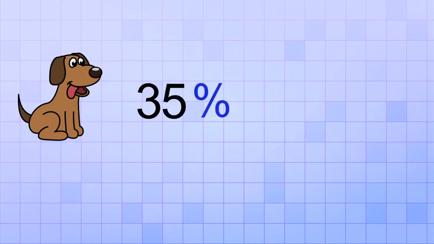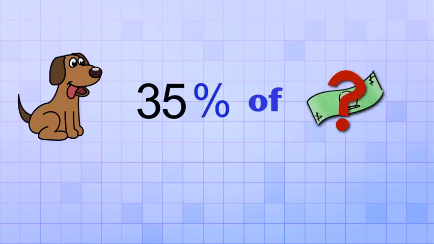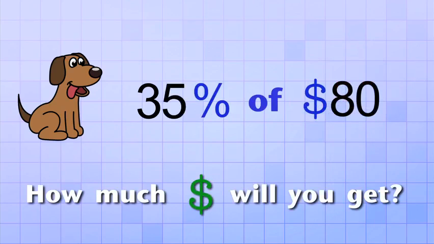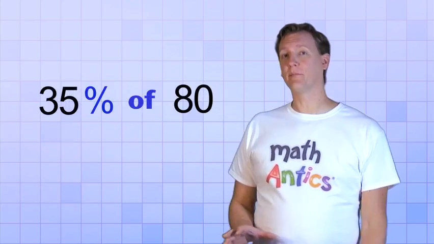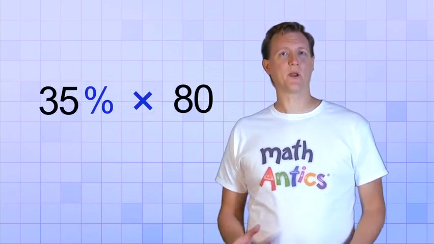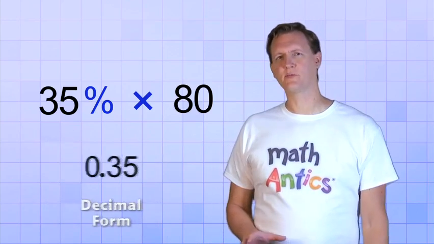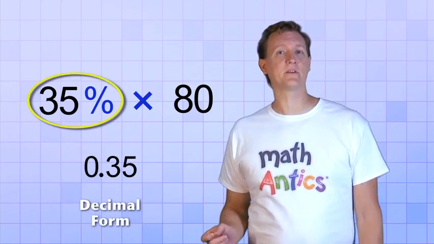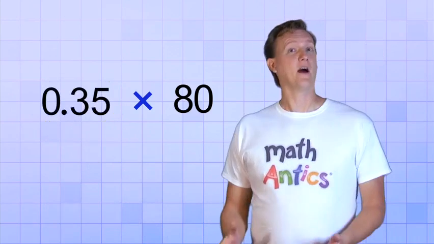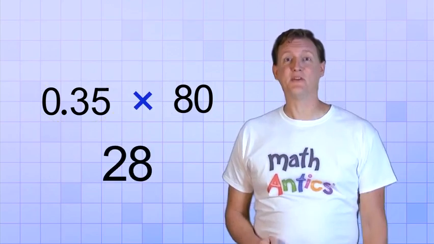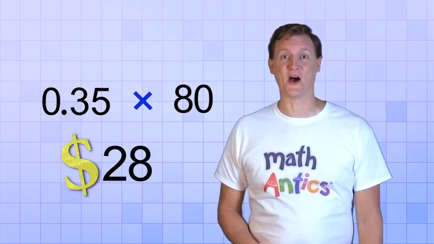Pretend that your best friend has a job walking dogs and offers to give you 35% of whatever he earns if you help him walk some of the dogs. If your friend earns $80 that week, how much of the money will you get? In other words, you need to figure out what 35% of 80 is. Okay then, let's start by replacing the "of" with the times symbol. And next we have to decide if we want to replace the percent with its fraction form or its decimal form. I think I'll use the decimal form for this one, which means I'll replace the 35% with 0.35. Now, all we have to do is multiply 0.35 times 80, and that's 28. That means you'll get $28 if you help your friend walk those dogs.